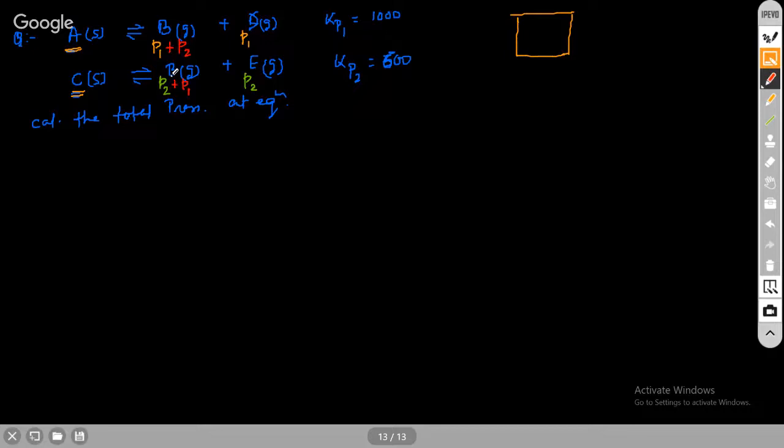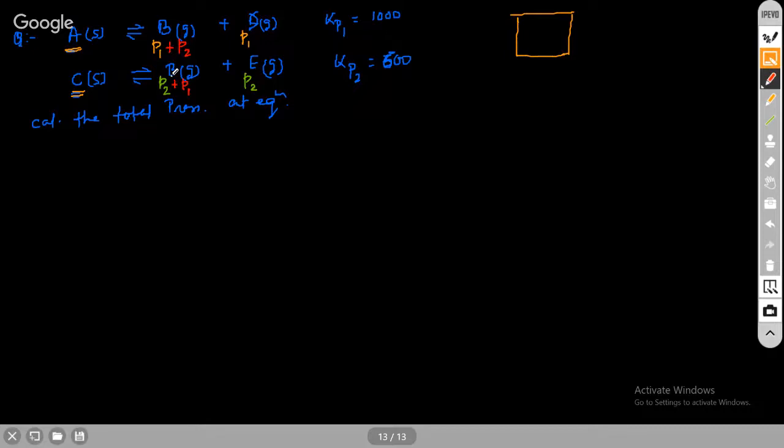Means the total pressure of B, if I ask you, the answer will be P1 plus P2. The amount of B that is forming from the first reaction and the amount of B that is forming from the second reaction, both will exert its own pressure. So total pressure of B will be P1 plus P2.